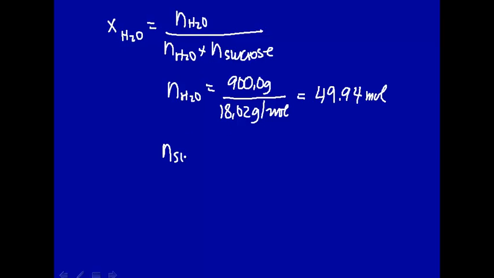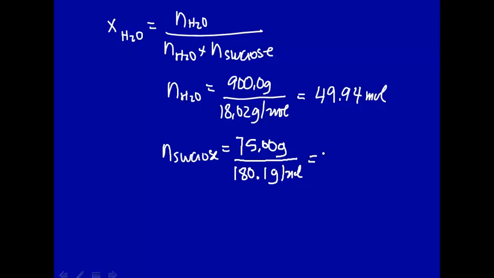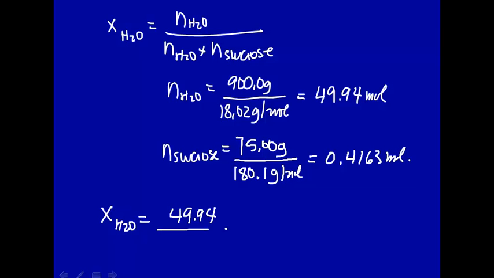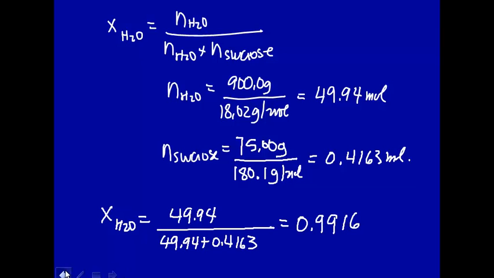For the moles of sucrose, we had 75 grams of sucrose. We'll use 4 significant figures there. The molar mass of sucrose is 180.1 grams per mole. So the moles of sucrose is 0.4163 mole. The mole fraction of water will be the number of moles of water divided by the total moles, and the actual mole fraction in the solution you made is 0.9916.